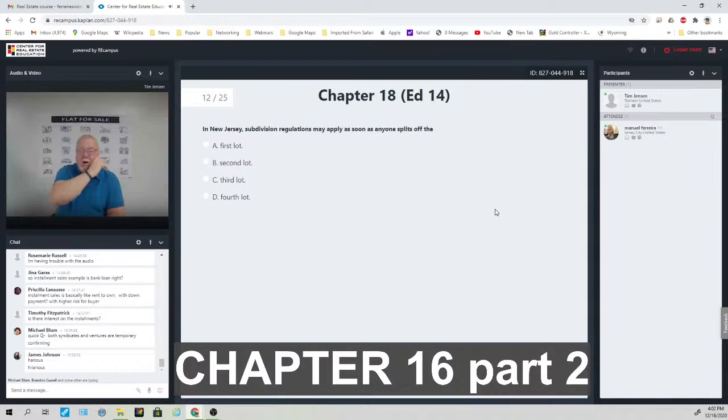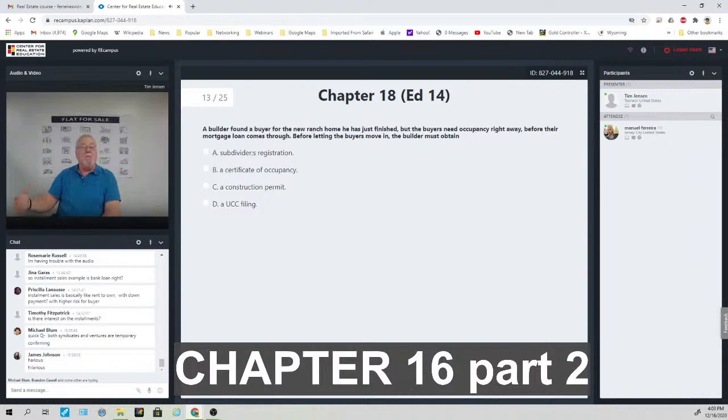And unfortunately, the majority of us got it wrong. The answer is B for boy, the second lot. As soon as a second lot is created, a person is then a subdivider.